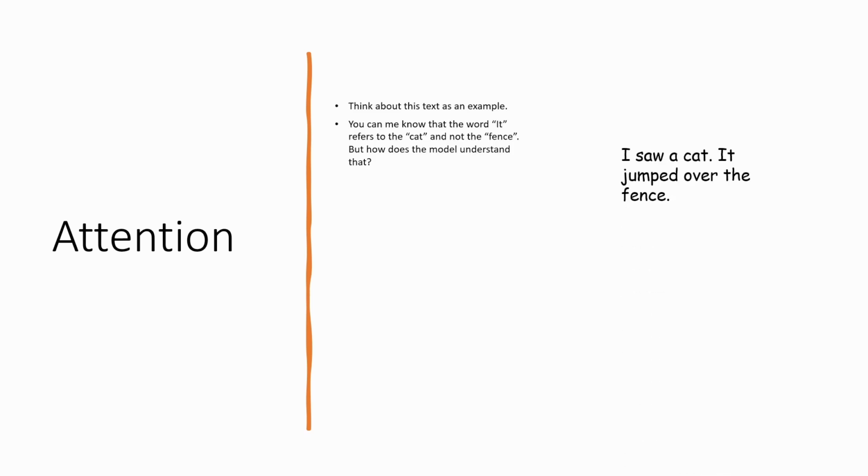So let us take an example of a text. I saw a cat. It jumped over the fence. Now, you and me as humans, we know that the word "it" actually refers to the cat and not the fence. But how does the model actually understand that?